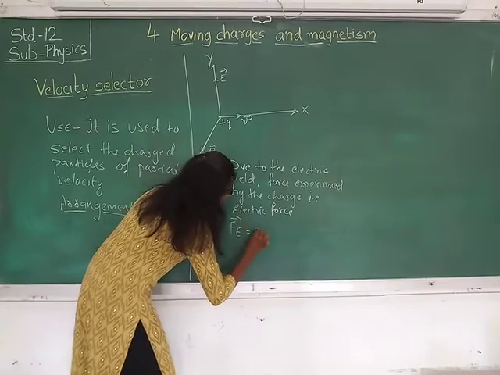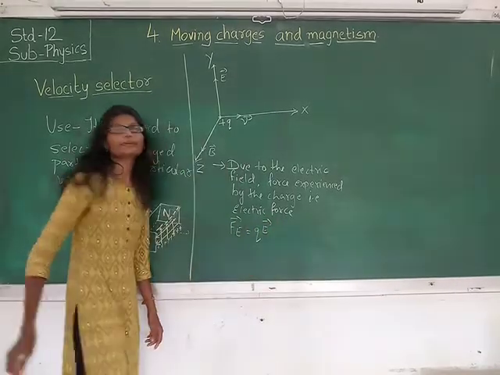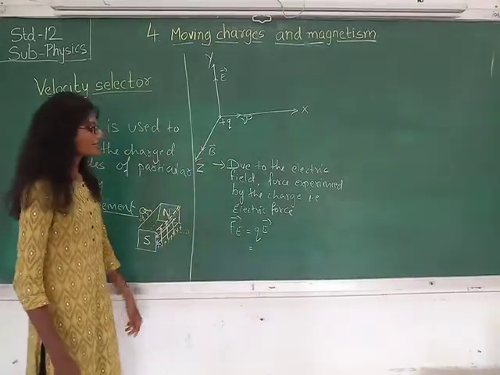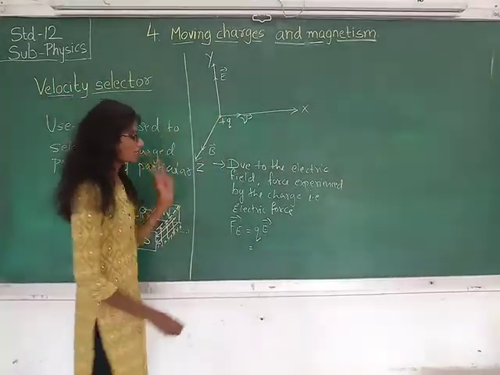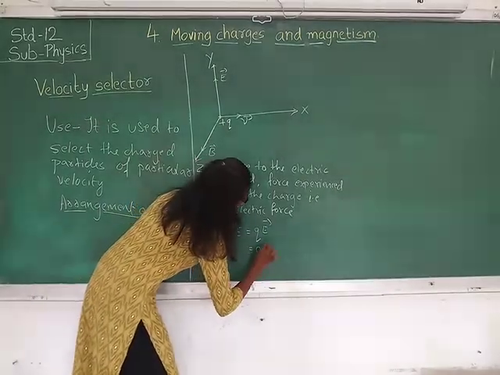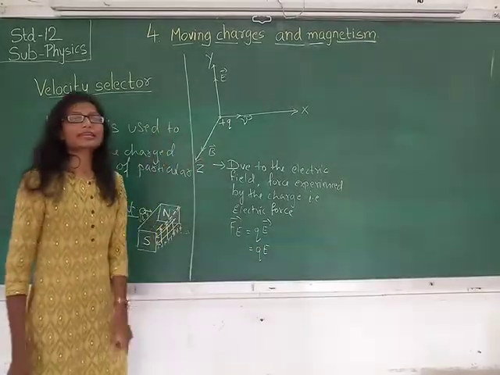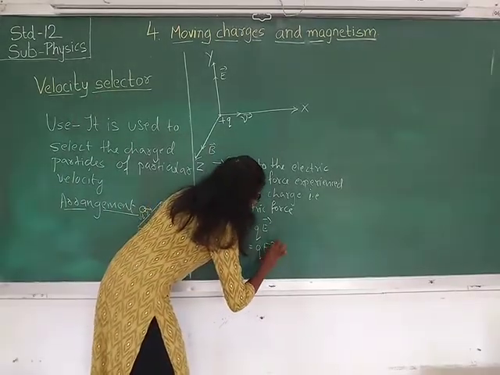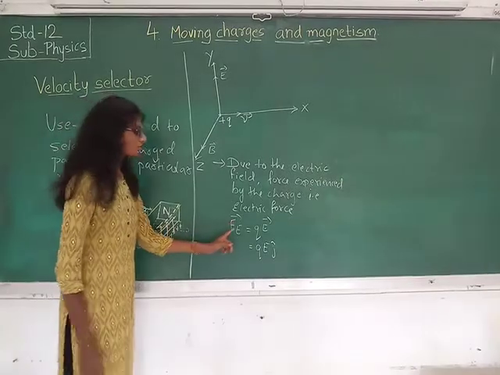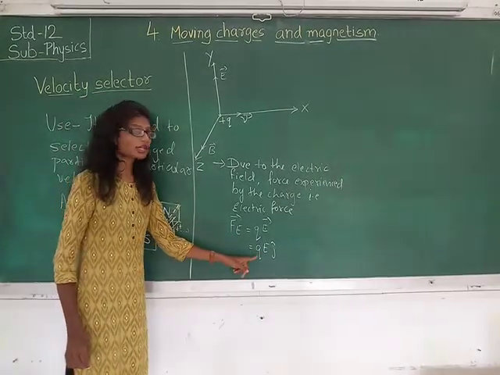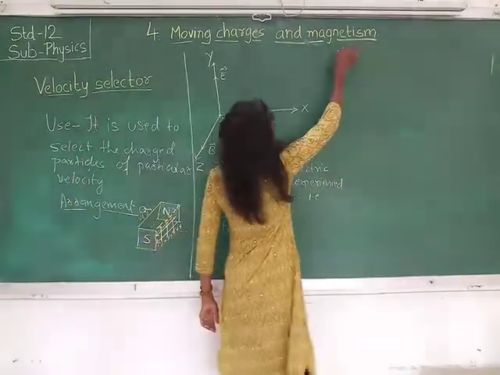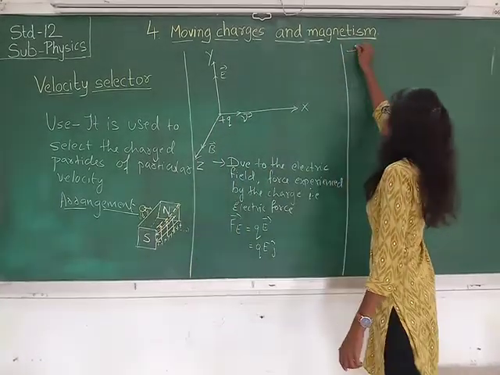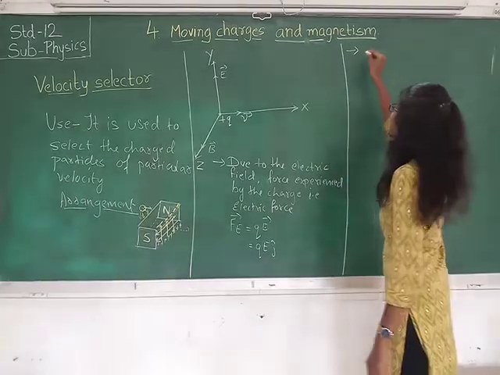F_e vector is equals to q E vector, right? And here you can write it as qE, let us take it as magnitude E, and its direction is along the y-axis. So you may also write it as E j cap, right? So this is the electric force exerted on the charge. Now, the other force that is exerted on it is the magnetic force.